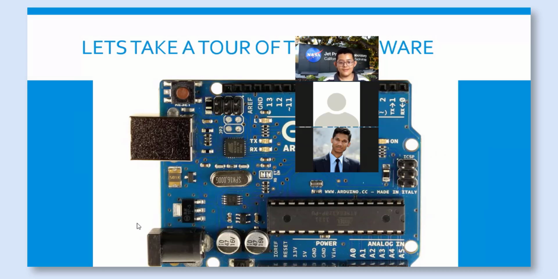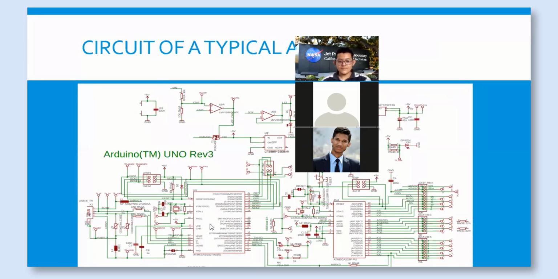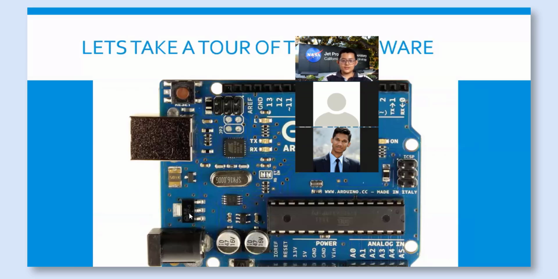So it's not a great idea to give a 12 volt power supply to the Arduino because it is a linear voltage regulator. That means it dissipates the rest of the voltage, so it's not quite efficient.